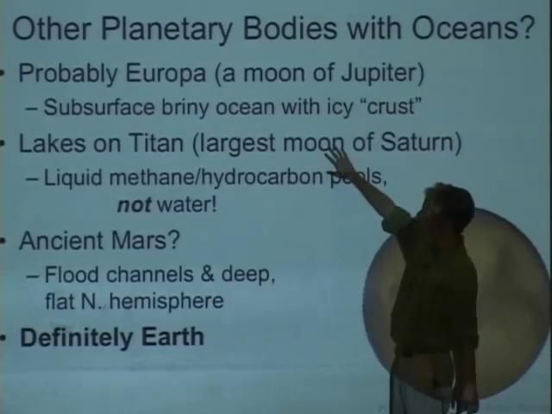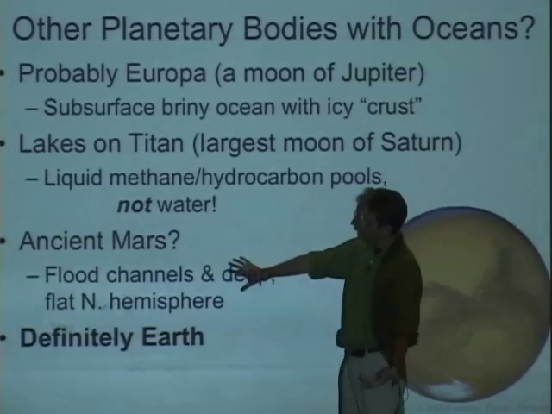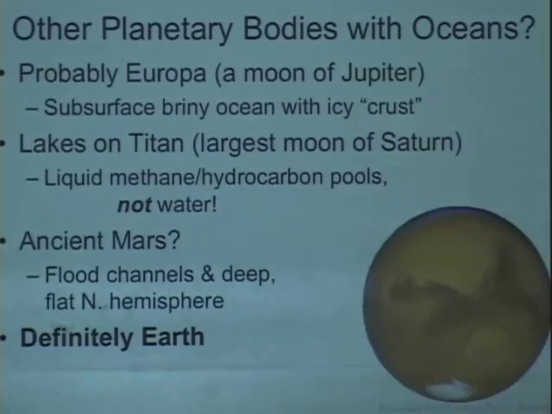Titan, the one I just showed you a picture of, the largest moon of Saturn anyway, has maybe not as big an ocean, but it has bodies of liquid on its surface. They aren't actually water, they're probably liquid methane. And in the past, not at the present, there is some evidence that there were large bodies of water on Mars, in particular near what is now the North Pole of Mars.